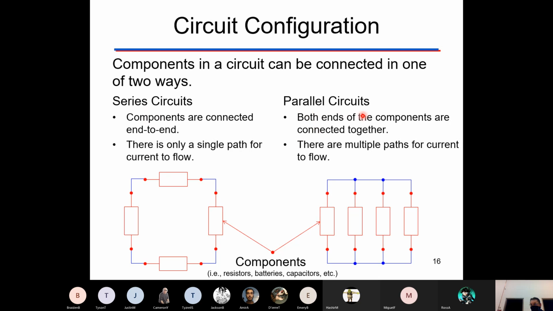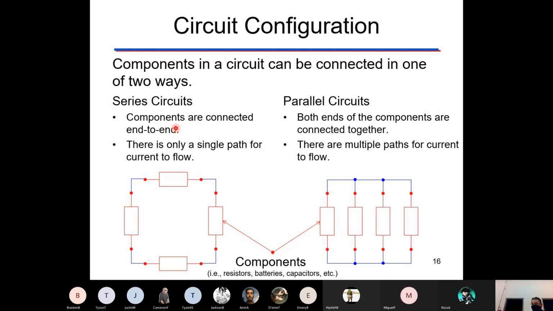In parallel circuits, they have it listed down as both ends of the components are connected together. This is where it's a little more complicated, or the way that they word things is weird. One component's end is going to be connected to all of the other components' ends, and the other component's end will also be connected to all of the components' ends. This way there's multiple paths for the current to flow.